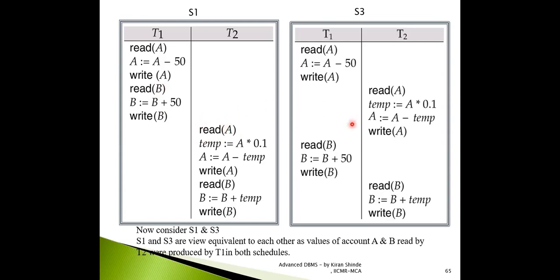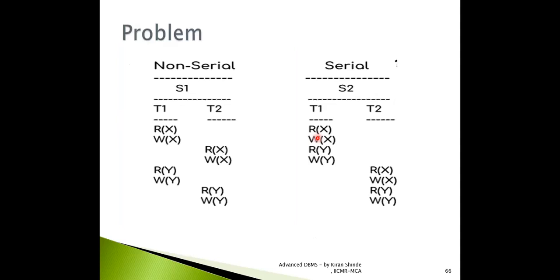In S3, if you see, data item A is modified by T1, and then it is read by T2, right? And similarly, if you see the data item B, it is modified by T1 and then it is read by T2. So it means it is also satisfying our condition number 3, that is update read. And what is the conclusion? Hence, S1 and S3 are view equivalent to each other. Okay.